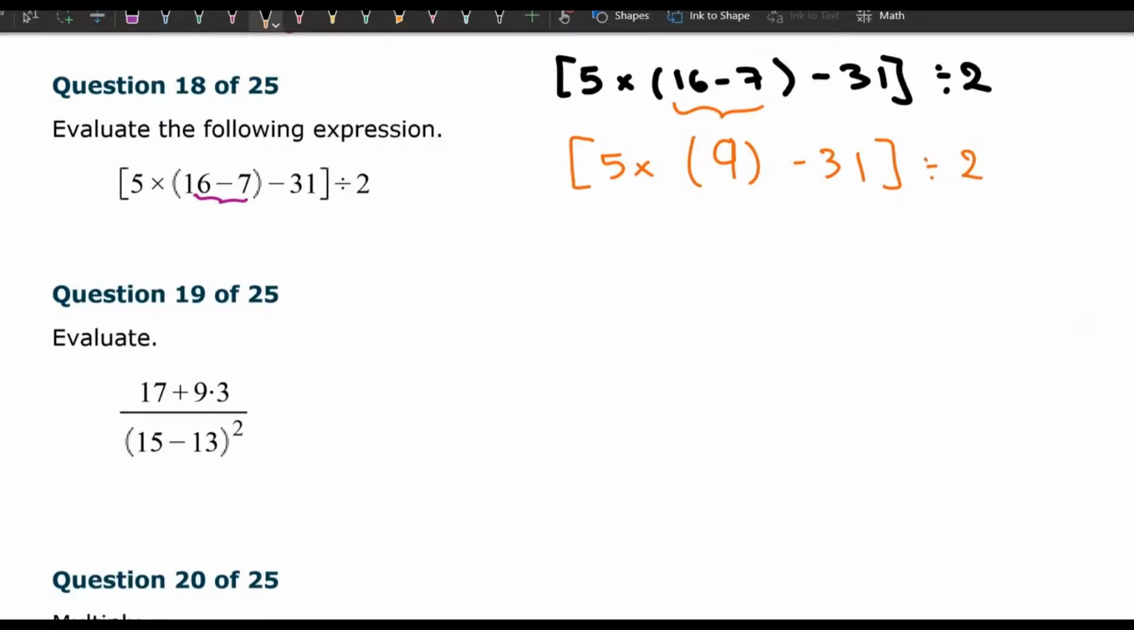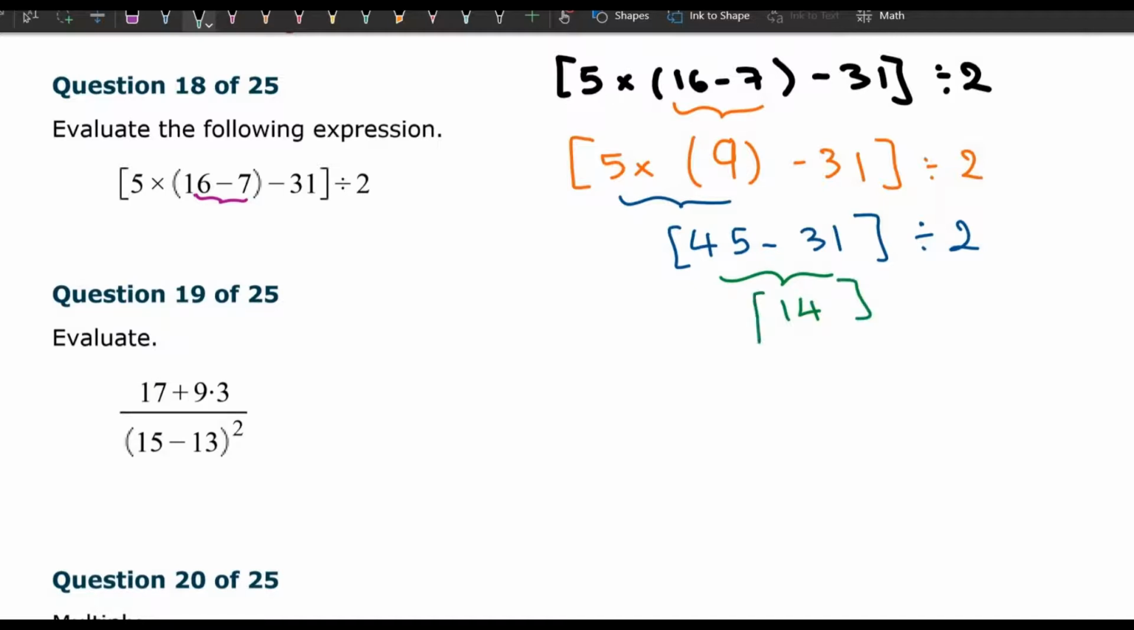5 times 9 is 45, minus 31, divided by 2. 45 subtract 31 will give you 14, and divided by 2. 14 divided by 2, the answer is 7. And that's it.